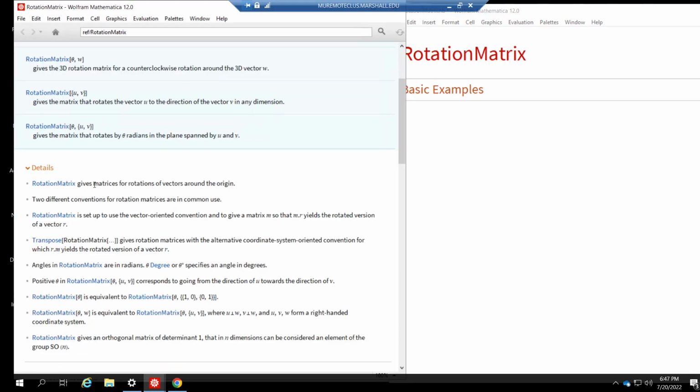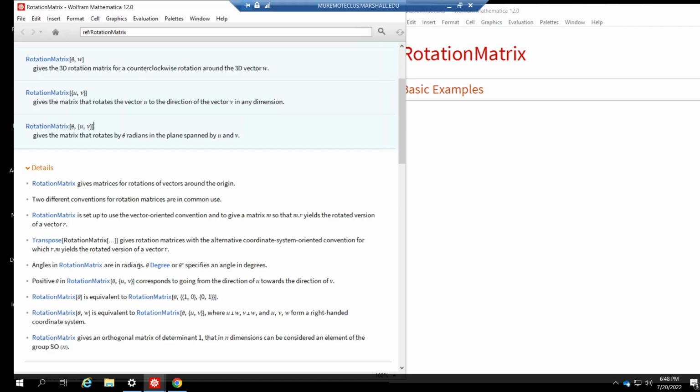Details. RotationMatrix gives matrices for rotations of vectors around the origin. Two different conventions for rotation matrices are in common use. RotationMatrix is set up to use the vector-oriented convention to give a matrix M, so that M . r yields the rotated version of a vector r. Transpose[RotationMatrix[...]] gives the rotation matrices with the alternative coordinate system-oriented convention, for which r . M yields the rotated version of a vector r.